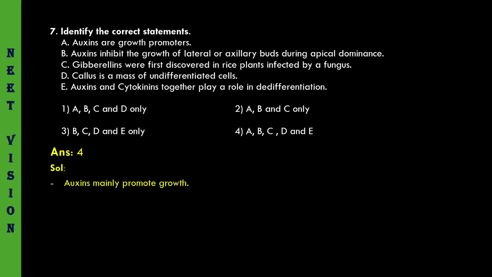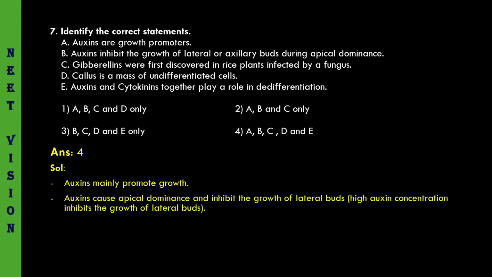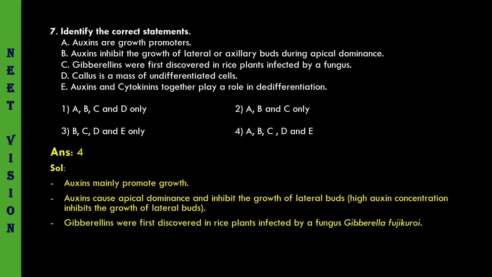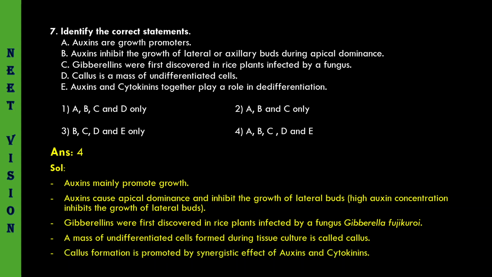Auxins mainly promote growth. Auxins cause apical dominance and inhibit the growth of lateral buds. Gibberellins were first discovered in rice plants infected by a fungus, Gibberella fujikuroi. A mass of undifferentiated cells formed during tissue culture is called callus. Callus formation is promoted by a synergistic effect of auxins and cytokinins. Together, they help in the formation of callus. Callus is a mass of undifferentiated cells.